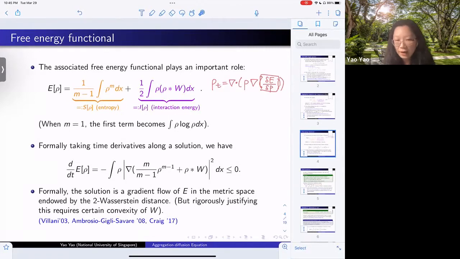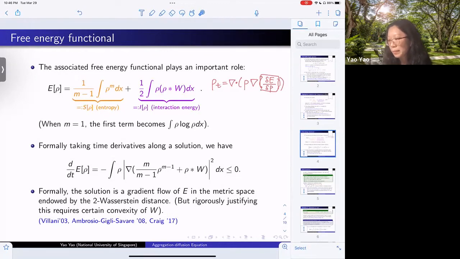But actually, it is more than that, in the sense that formally the solution is a gradient flow of this energy functional. And whenever we talk about gradient flow, we need to both specify what the functional is and also which metric space we are working in. So here it is a metric space endowed by the 2-Wasserstein distance. I'm putting the word formally here because in order to justify this rigorous gradient flow structure will require certain convexity property of this energy functional along the geodesics. And this entropy term is always safe. That has been proved in these classical textbooks.